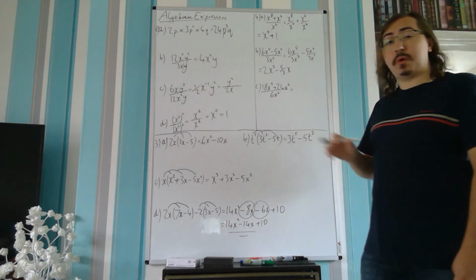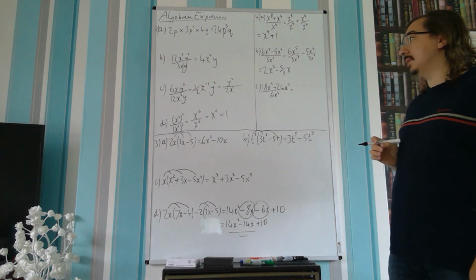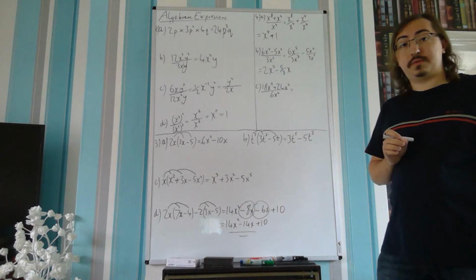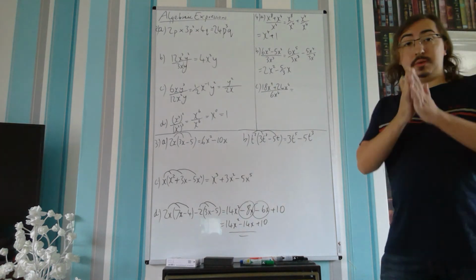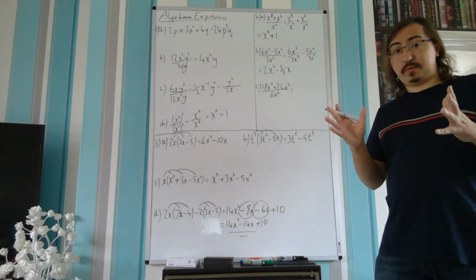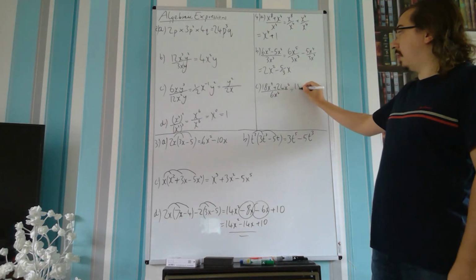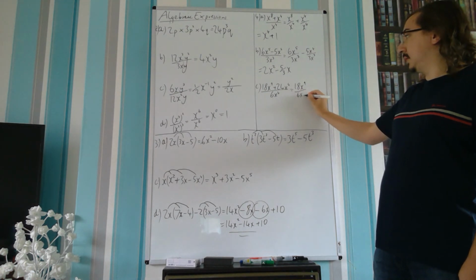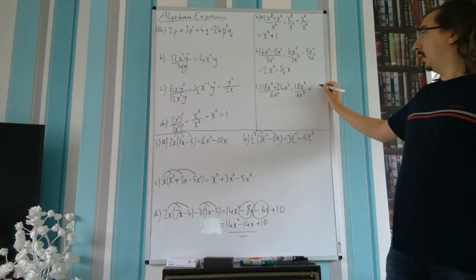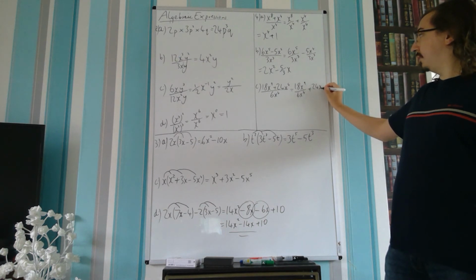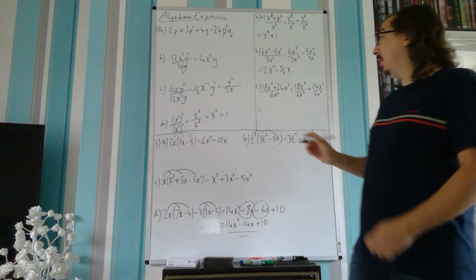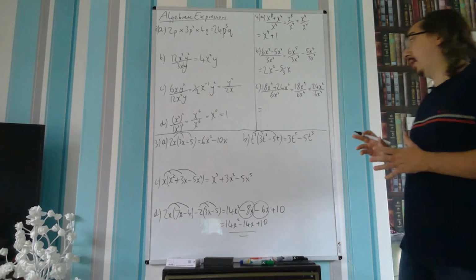Moving on to the last one then, we've got 18x to the 9 plus 24x to the 4 over 6x to the 4. Just like the last two, we can separate this into two separate fractions. So we can write this as 18x to the 9 over 6x to the 4 plus 24x to the 4 over 6x to the 4. We then simplify each of these fractions.